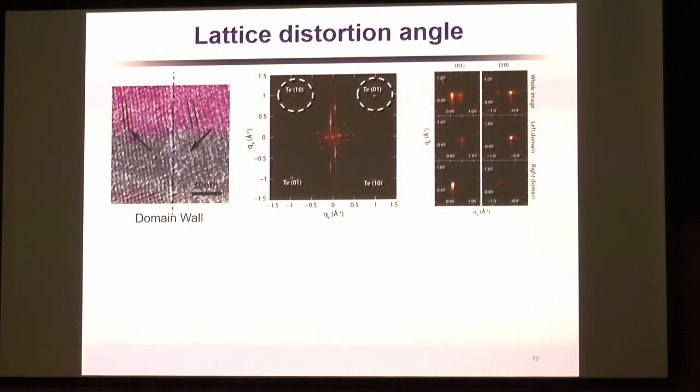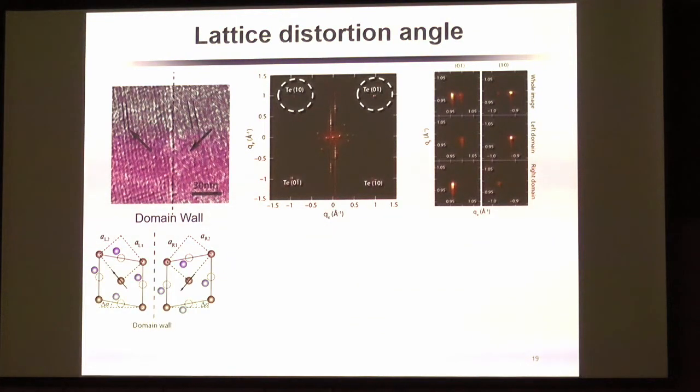So why are there two sets? Because the two domains have a slight lattice constant difference. For the left side, you can see there's one set. For the right side, there's another set. So that's why you have two sets of Bragg peaks here, although it's very, very tiny, small.